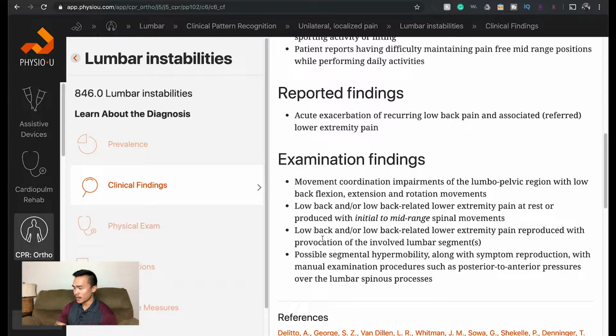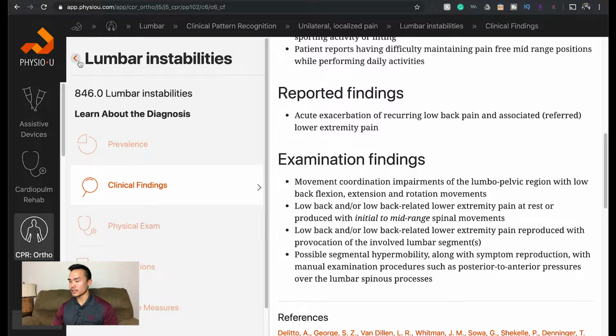And then low back pain or referred pain or related lower extremity pain reproduced with provocations of involved lumbar segments, which is true. When we pushed them, right, or when we took them into extension, they were having some pain in those areas. And then lastly, possible segmental hypermobility, meaning it's moving a lot, along with symptom reproduction with manual examination procedures such as posterior to anterior pressures over the lumbar spinous process, which is that same thing when they're prone and I'm pushing on them. Yeah, that might hurt. So this is also a little bit on the list as well. So that's why it was my second hypothesis.